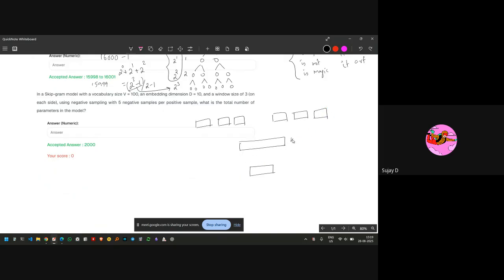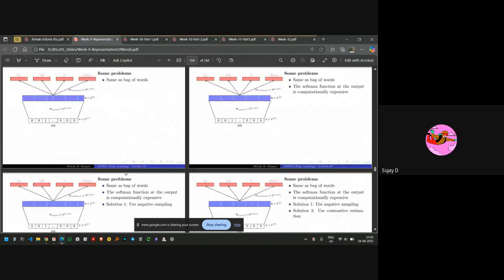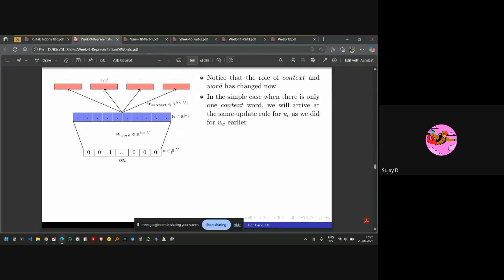And this is the hidden layer, which belongs to R. Embedding size is 10. Now we want to calculate the total number of parameters in the model. Vocabulary size is 100, so this belongs to R100. This is the total number of parameters in the model. So let's see the image of CBOW. Sorry, skip-gram. This is the skip-gram, right?